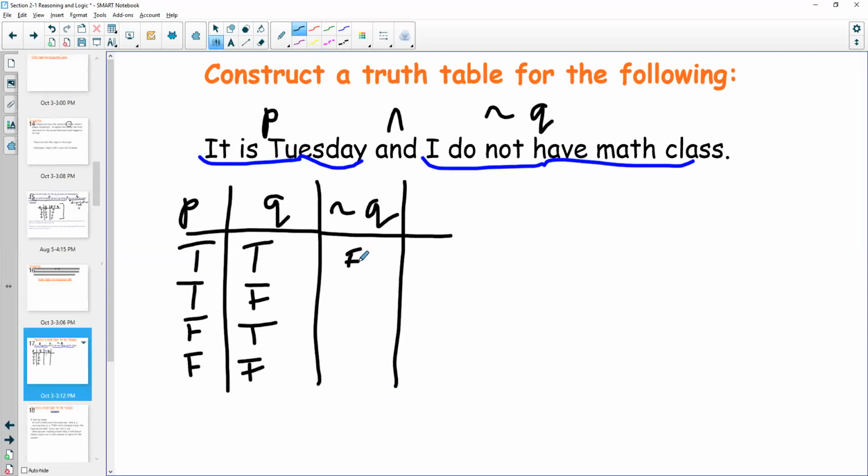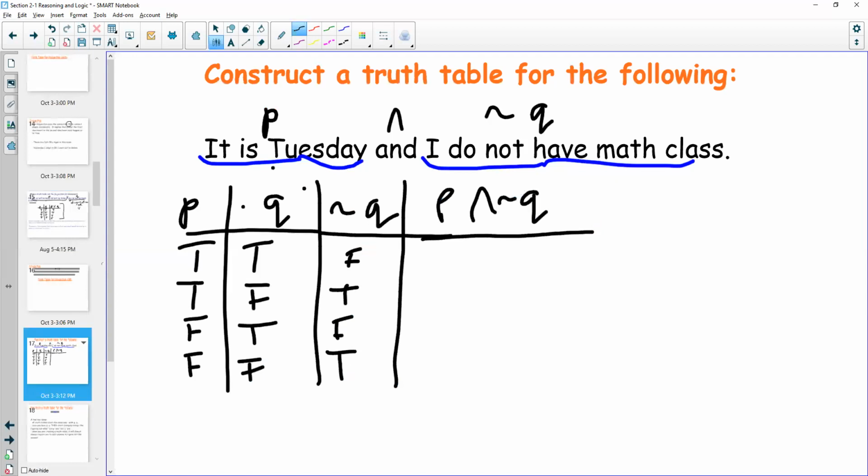So that would be false. If Q is false, not Q is true. If Q is true, not Q is false. If Q is false, not Q is true. And so now I'm going to do the and with not Q.